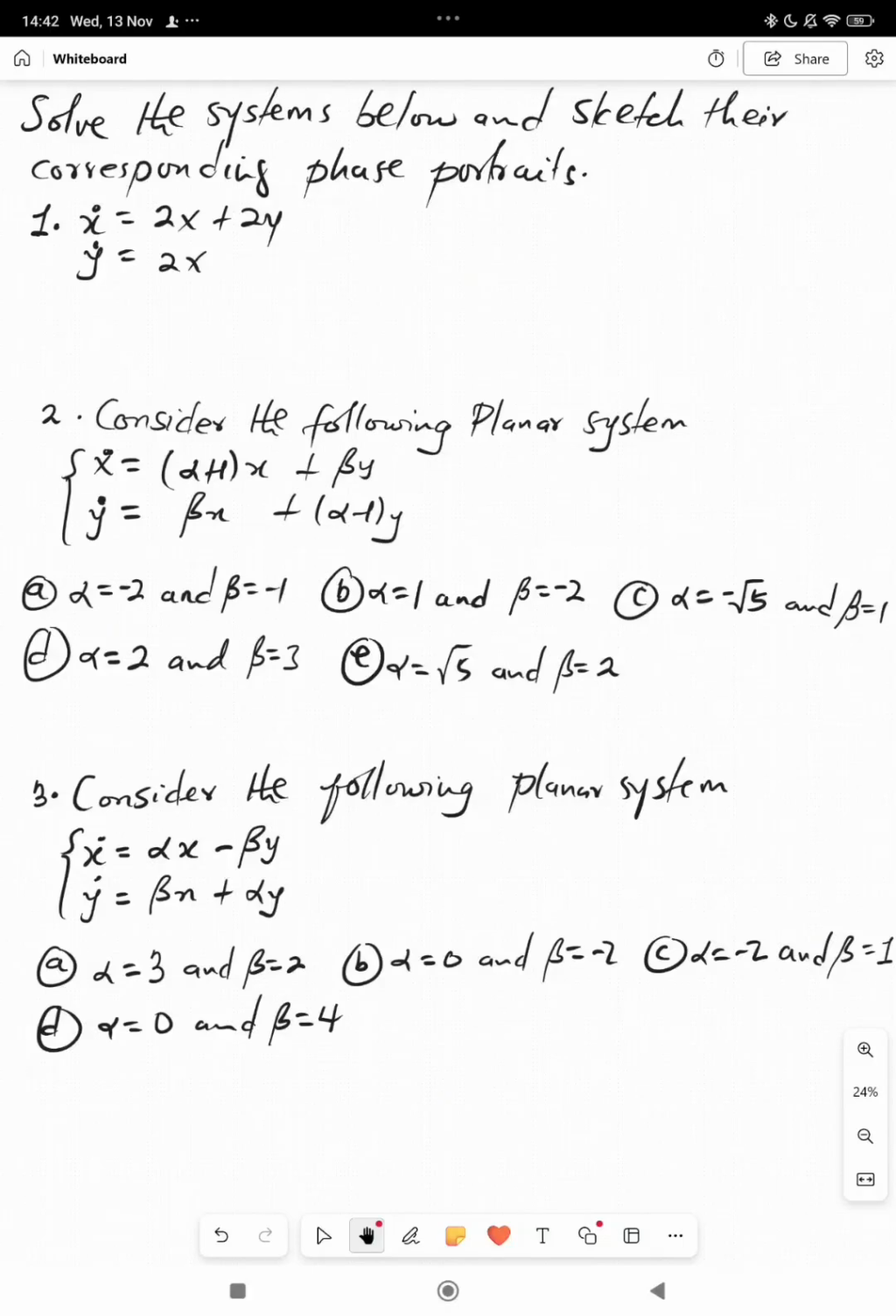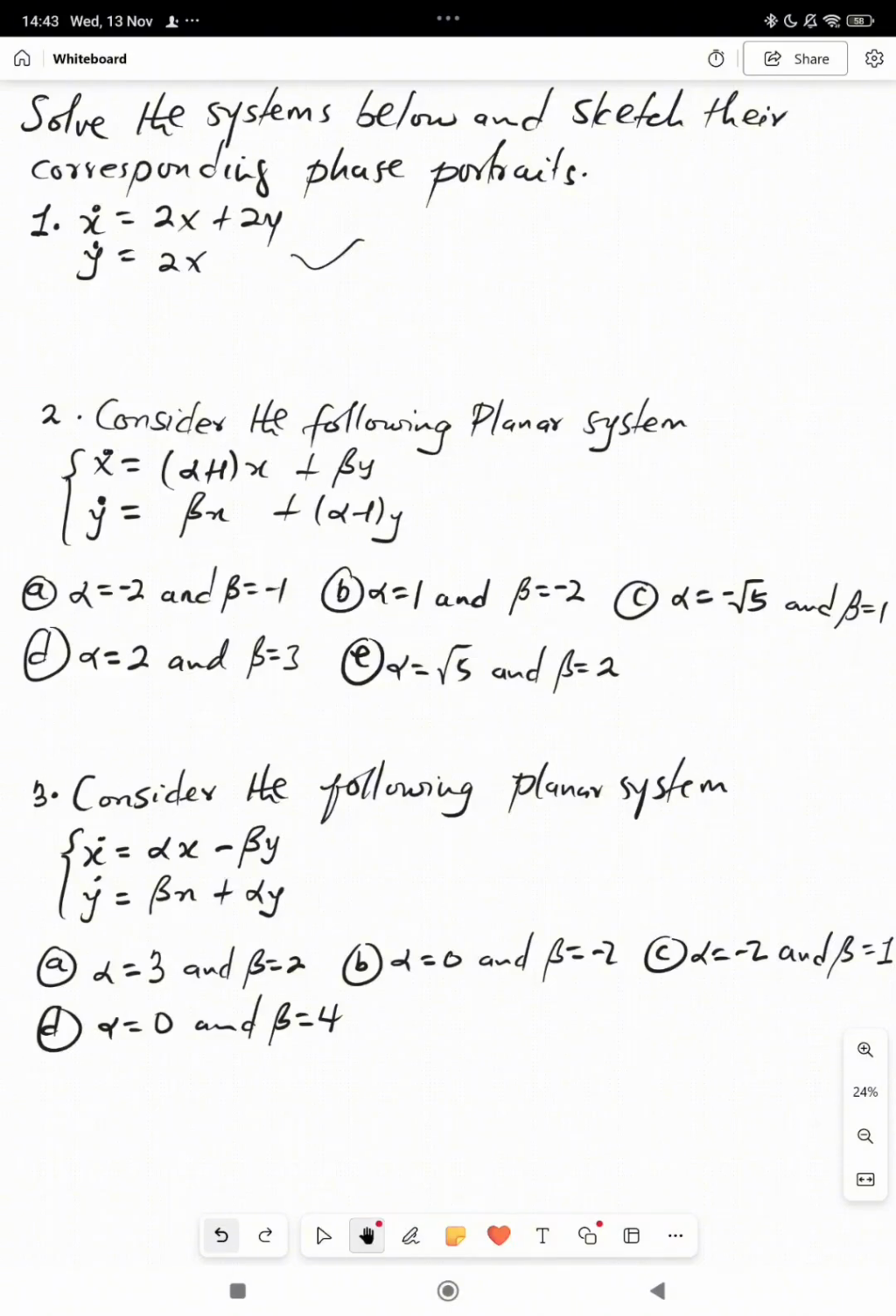Today, we are going to be looking at a few examples. We are going to solve the system exactly, and we are going to draw the phase portraits. And these are a list of questions you're going to be doing. I will be doing the first one. I will also be doing question 2A and question 3A. The rest I'll leave for you to practice.